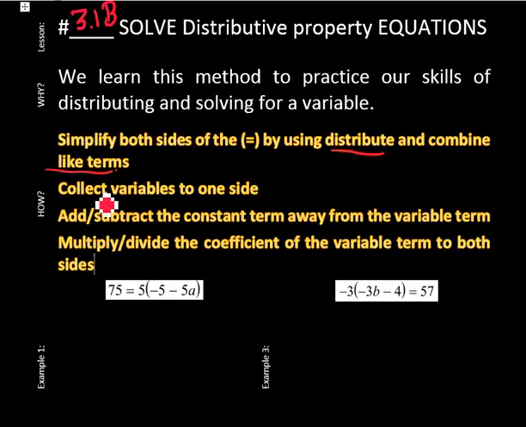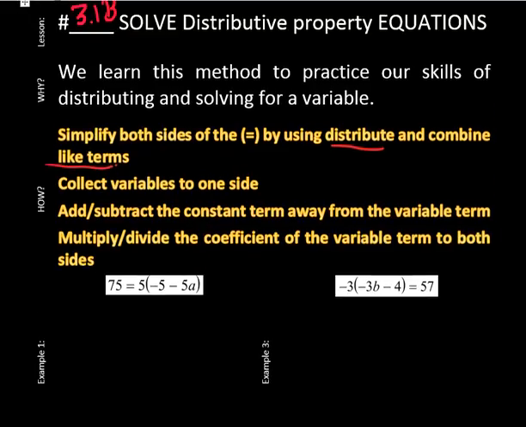Then we're going to collect variables to one side. We're not going to have to do that. We will have to add or subtract the constant term away and then multiply or divide by the coefficient. So let's take a look at our first example.